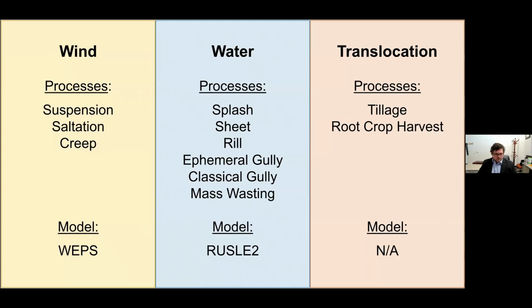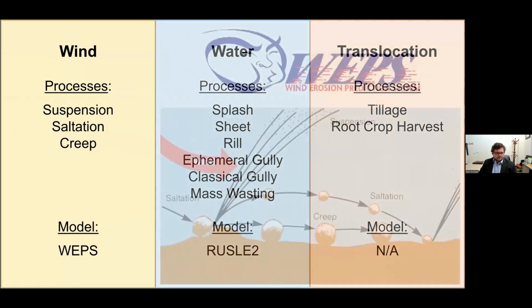So we'll talk about that more later, but I do want to point out that for the models used for conservation planning, there is an official model used by NRCS for wind, the Wind Erosion Prediction System, and for water, the Revised Universal Soil Loss Equation version 2. And there is no model that is adopted or used for translocation.